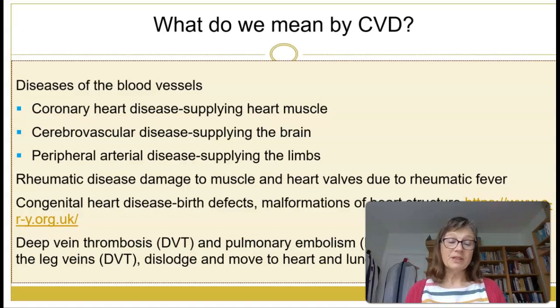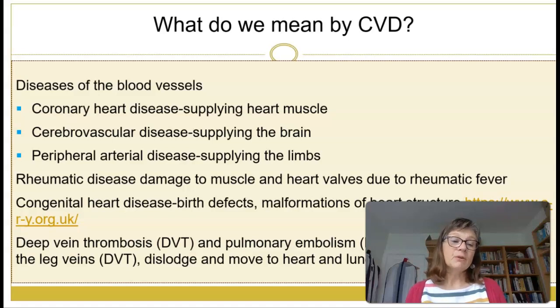So this screencast is designed to give you an overview of some of the terminology relating to cardiovascular disease, and also just to give you a brief overview of how many people are affected by different types of cardiovascular disease. So we're talking about diseases of blood vessels, the vascular system. Coronary heart disease is about the blood vessels supplying the heart. Cerebrovascular disease is about those supplying the brain, and peripheral arterial disease is about those supplying the limbs, the arms and legs.